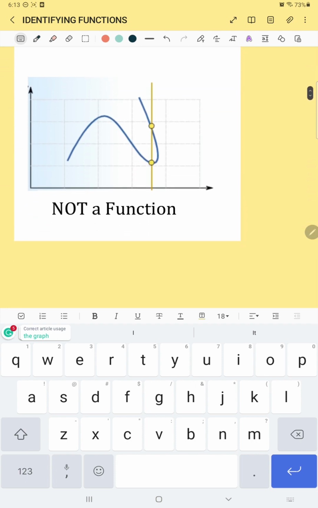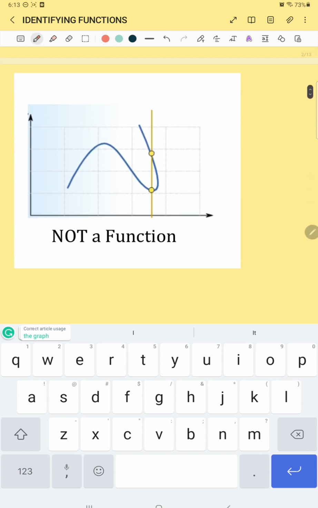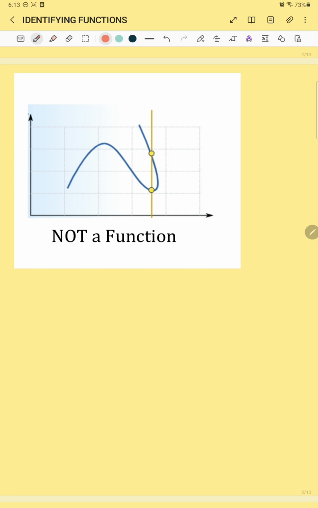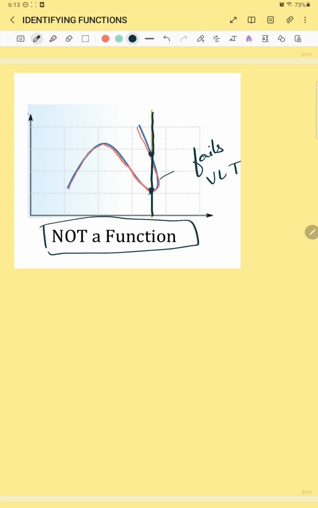I have the graph over here and I'm using my pen. This is a graph which is laid in the blue line. I'm just rewriting on the red line. If I draw a line over here, it touches the graph at 2 points. So if we draw a vertical line and it touches the graph at 2 points, it means it fails the vertical line test, so it's not a function.